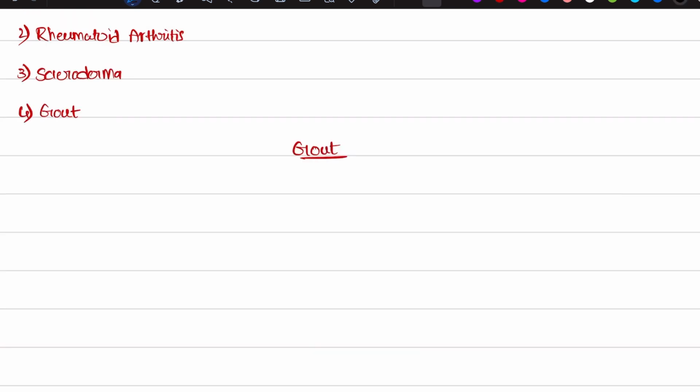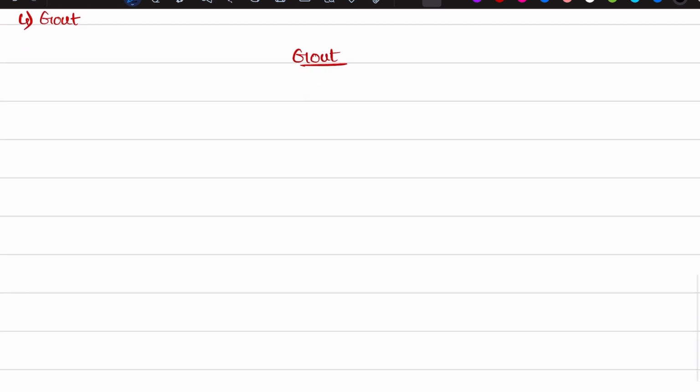Let's understand what this gout is. Gout is inflammation of synovial joints due to accumulation of monosodium urate crystals. Whenever there is accumulation of monosodium urate crystals, that leads to inflammation. You know the four cardinal signs of inflammation: rubor, calor, dolor and tumor. Let's discuss this further. Let me write what I said just now.